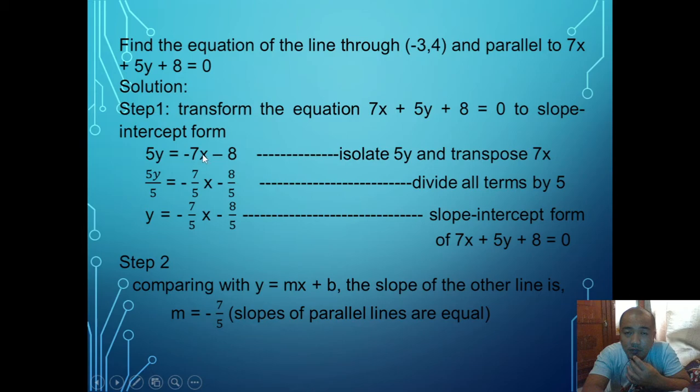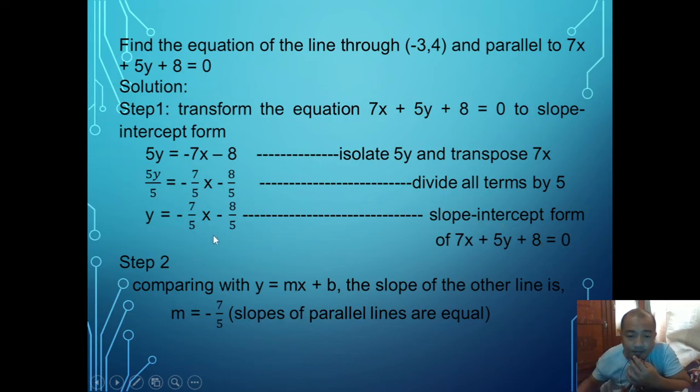First, what is step 1? Subtract both sides by ax, or transpose 7x and 8. So, 5y equals negative 7x minus 8. Step 2, divide all terms by b, which is 5. So, y equals negative 7/5 x minus 8/5. This is now the slope-intercept form of 7x plus 5y plus 8 equals 0.